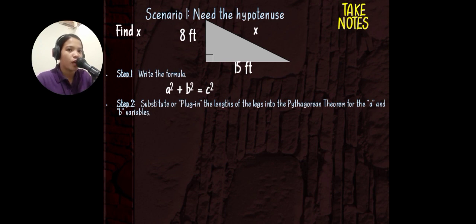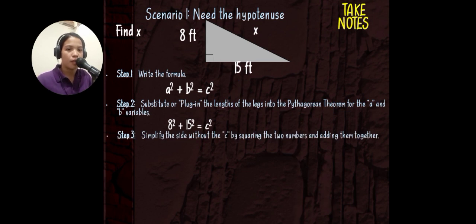In finding this, of course, we need to follow the steps. Step 1 is to write the formula, which is a squared plus b squared is equal to c squared. The next step is to substitute the given values using the Pythagorean formula. So we have 8 squared plus 15 squared is equal to c squared. If you have a calculator there, you can try to input 8 squared plus 15 squared so that you can catch up as soon as possible.